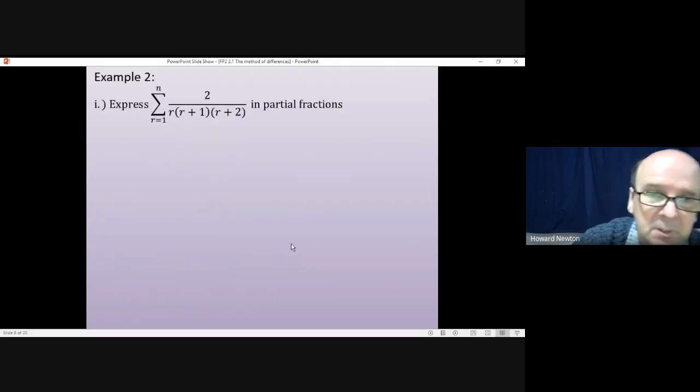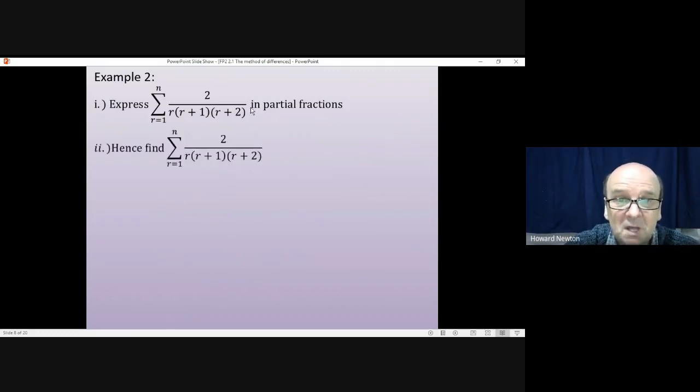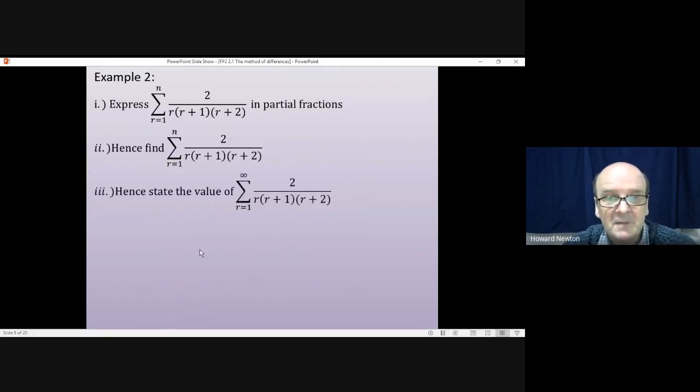Okay, second example, slightly harder. We're still going to split it up into partial fractions, but this time there'll be 3 fractions, and that'll make the method of differences feel a little bit different when we come to it. Once you've done that, try and use the method of differences yourself. See if you can make sense of how it works in this particular situation. If you get a formula at the end, you should be able to actually work out what the sum from r equals 1 to infinity is. Have a go at that as well. So pause the video, have a go, come back to me when you're ready.